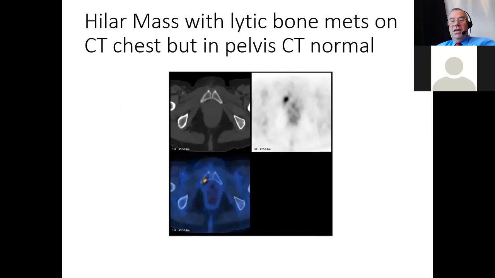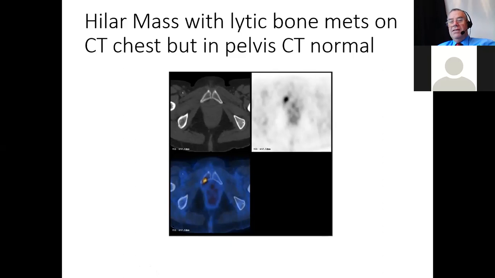This is a patient, again, with a hilar mass and lytic bone metastasis. But in the pelvis, you can see here that while there's focal uptake of FDG in the pelvis, the actual CT scan is normal. And this is probably because this represents a bone marrow metastasis and hasn't yet caused significant bone destruction, showing that FDG PET may well be more sensitive and specific in these lytic bone metastases.